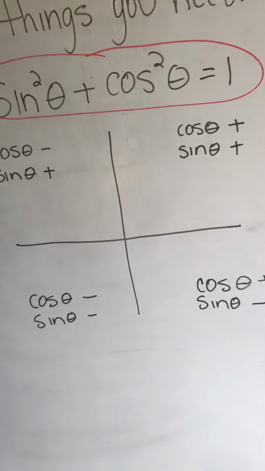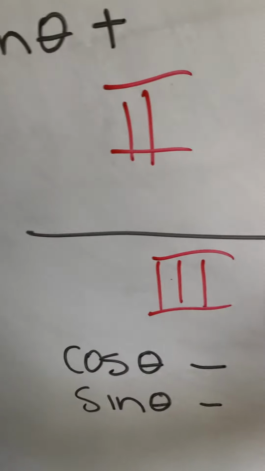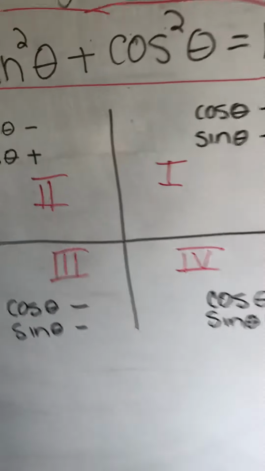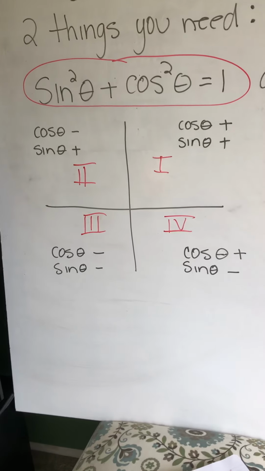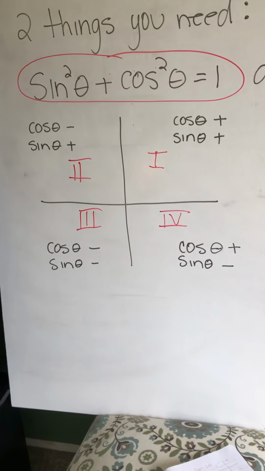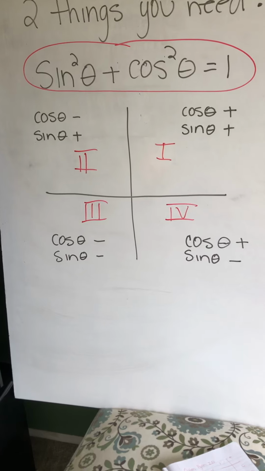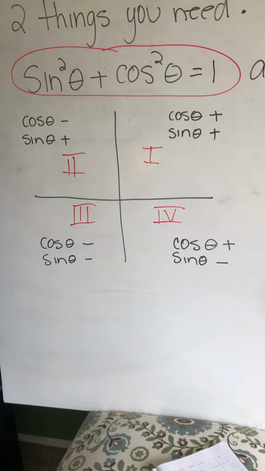Here are the 4 quadrants. 1, 2, 3, and 4. And what you need to know is in the first quadrant, cosine and sine are both positive. In the second quadrant, just sine is positive. In the third quadrant, cosine and sine are both negative. And in the fourth quadrant, cosine is positive.